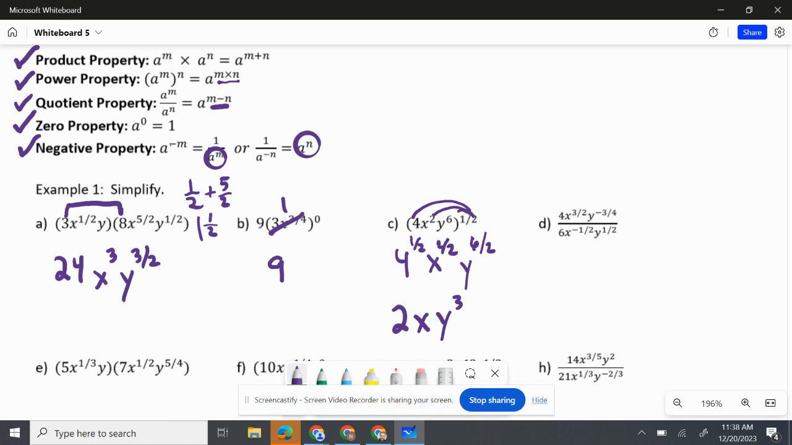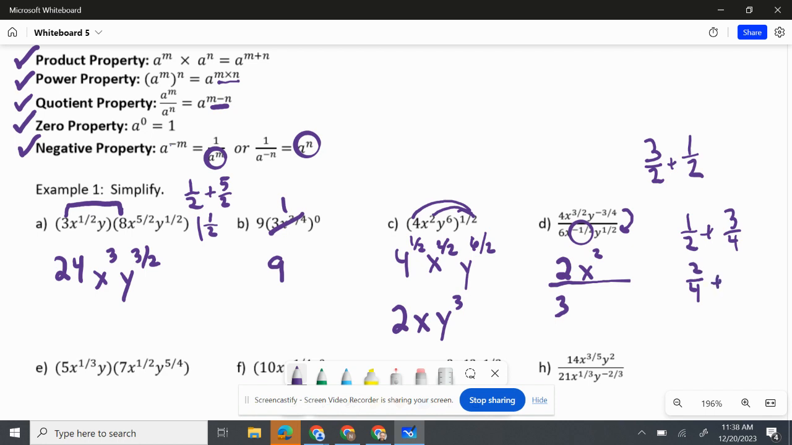Now for letter D, we're first going to reduce the 4/6 to 2/3. We're going to look at our x values. Because of the negative exponent, we're going to bring it up. So we have 3/2 plus 1/2, which of course is 4/2, or 2, so x squared. I'm going to bring the negative 3/4 down. So it's 1/2 plus 3/4. We need a common denominator, which of course is 4. And that gives us 5/4. Notice I'm bringing the y down, so the y is in my denominator, and I have 5/4.